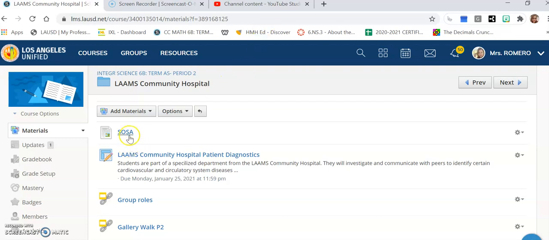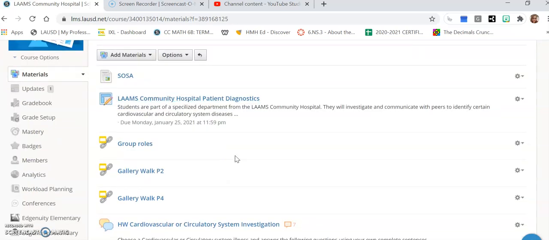So we, of course, have our SOSA right here if you want to look at our standards, objectives, strategies, and artifacts. You could just click there. But what we are going to be focusing on are two main things for this week, and that is the Lamb's Community Hospital patient diagnostics and your investigation for your homework, which is investigating a choice, whatever choice you decide to go on, any illness from the cardiovascular or circulatory system disease.